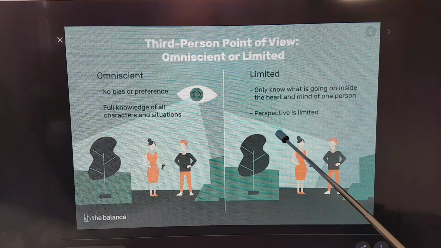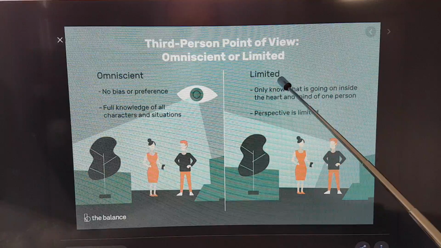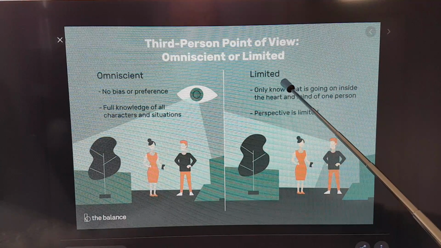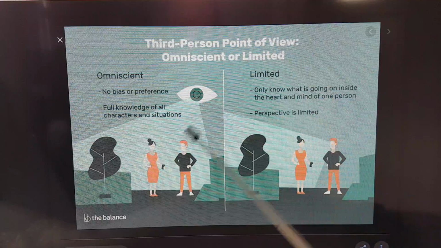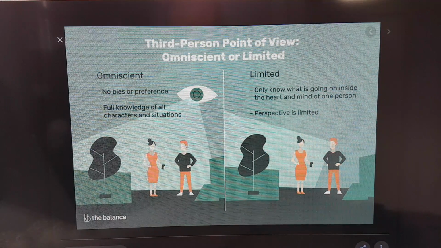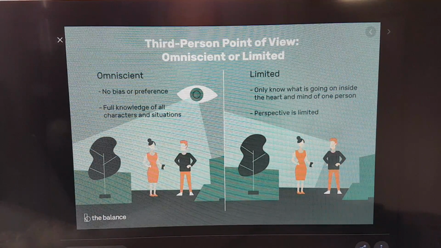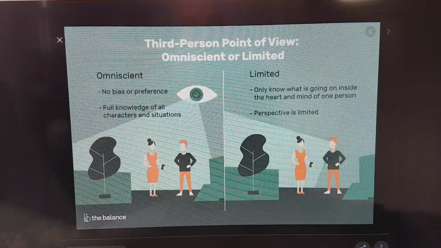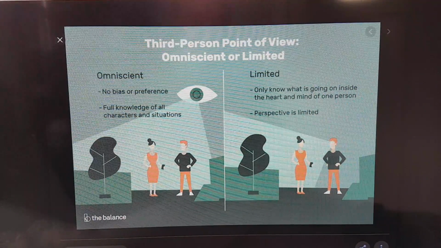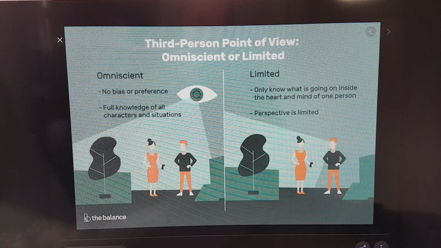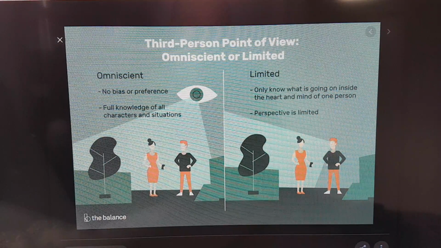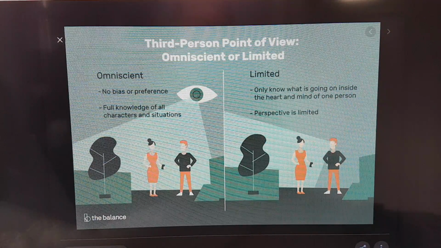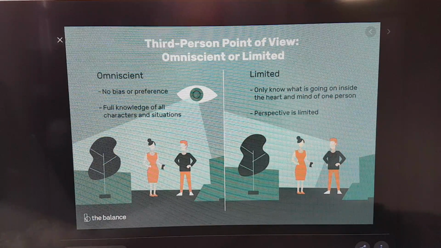And here, a limited perspective is limited to the frame of mind of one character, mostly one. Okay? And the other characters are in some way hidden. We see what they do, or we read, depending on what type of genre it is.